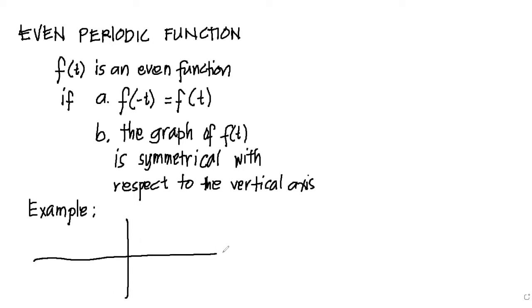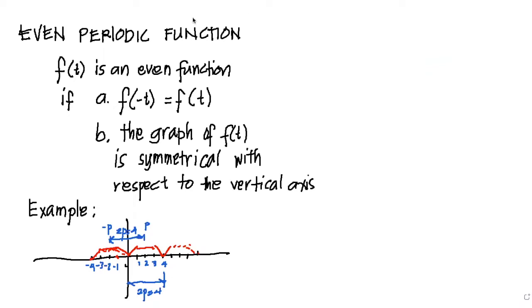Now let me do this sketch for you to visualize an example of an even periodic function. This sketch shows you a periodic function that is symmetrical with respect to the vertical axis. We have negative p to p, an interval for one period of the function. So 2p here as one period is equal to 4.